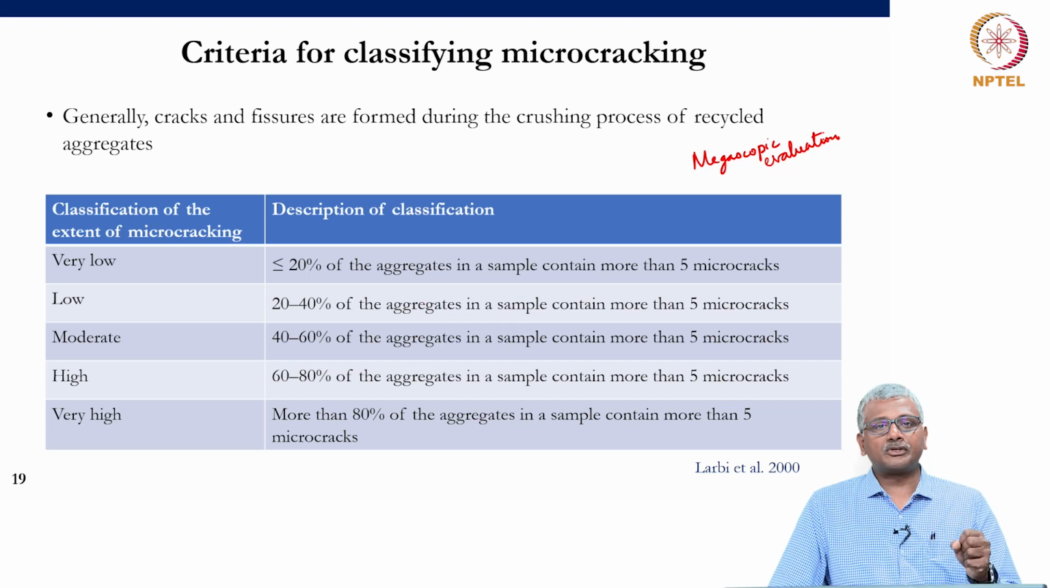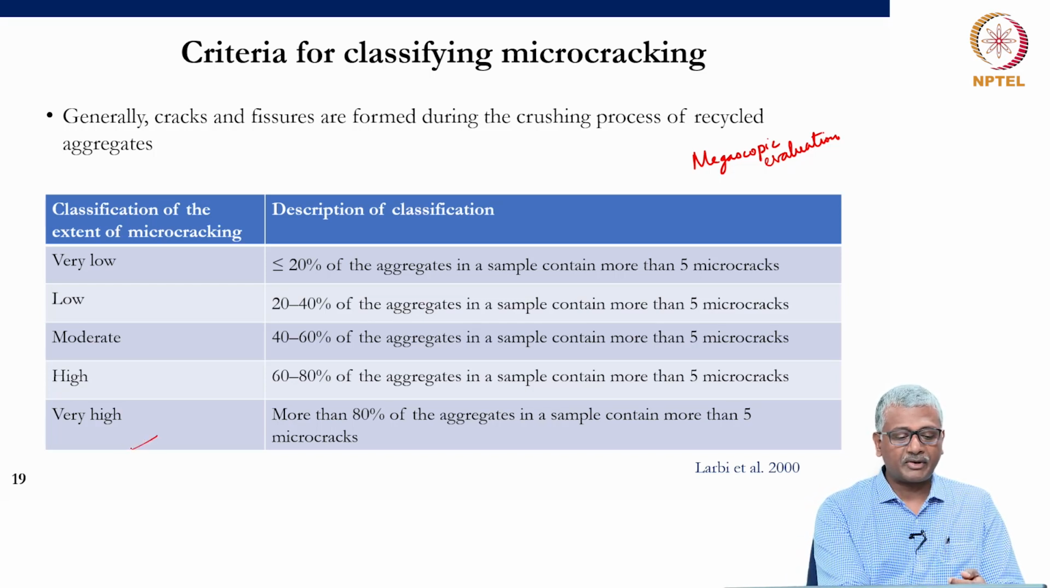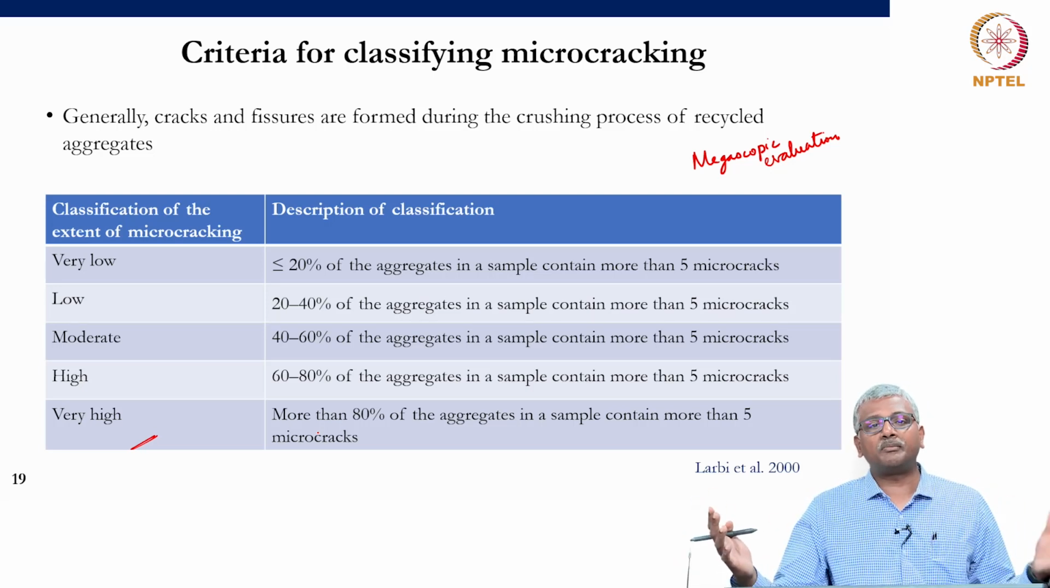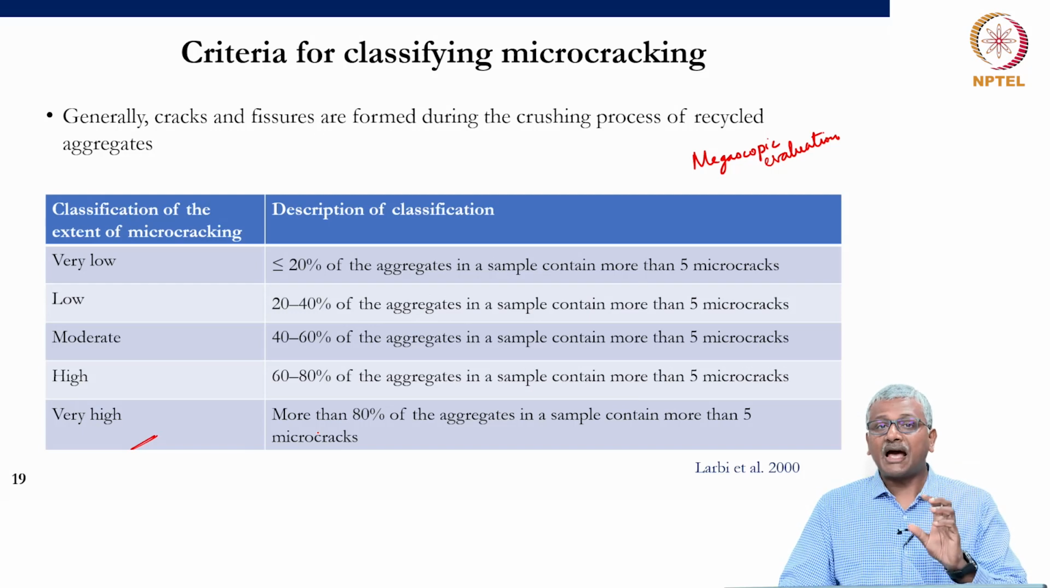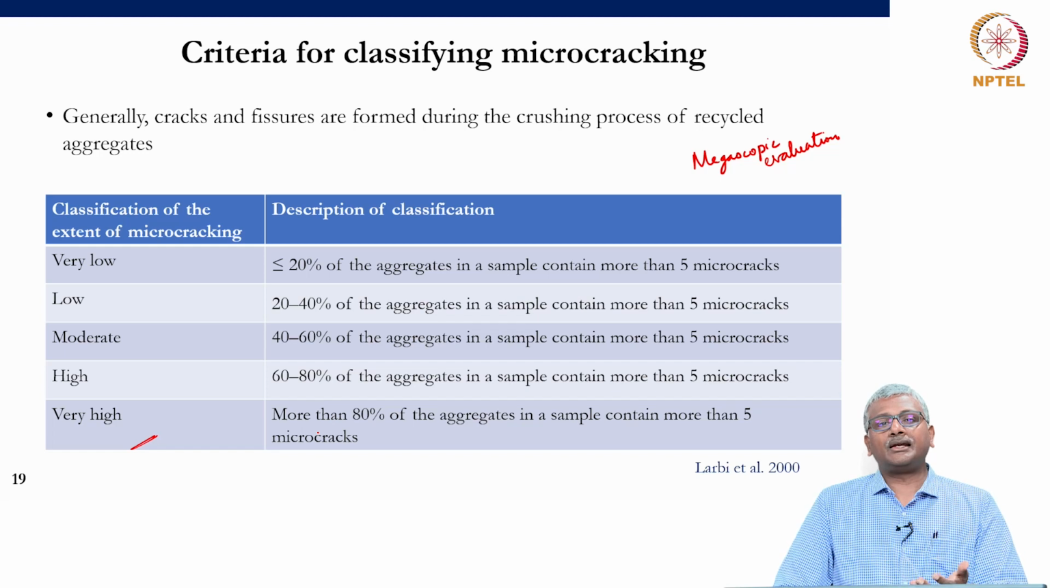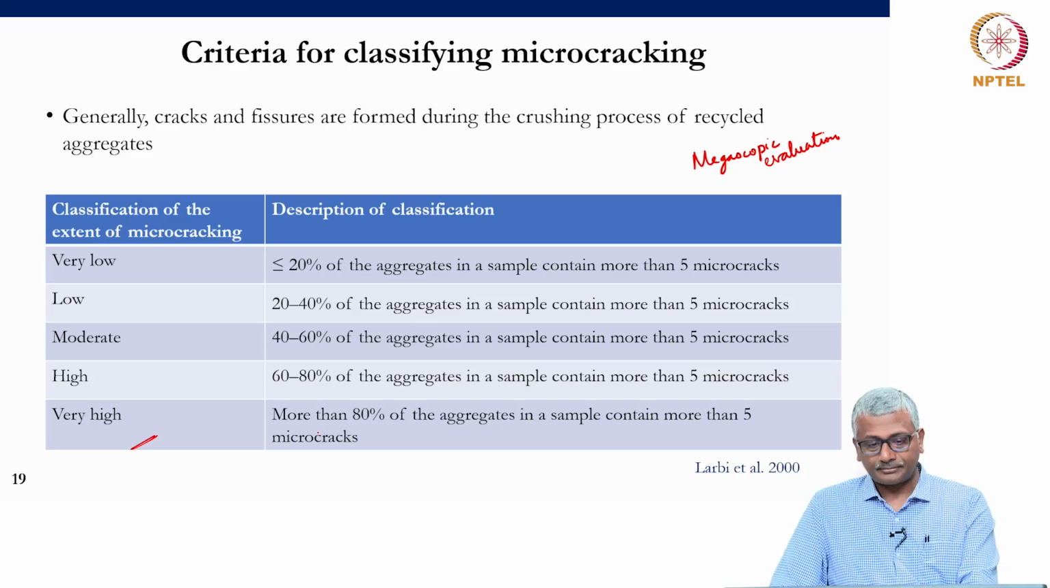But what you will see, based on the crushing techniques, is whether a significant bit of damage has been created in the aggregate. If there is a lot of damage, then obviously you have a very high extent of micro cracking, where more than 80% of aggregates in a sample are affected. So, let us say you take a sample of 100 pieces of aggregate. If more than 80 pieces have more than 5 micro cracks, that means we are seeing an aggregate that is getting extremely weathered because of the crushing process. We want to understand the extent of weathering that has happened to the aggregate after crushing. We do not want to use aggregate that is likely to be extremely weak after this crushing process.